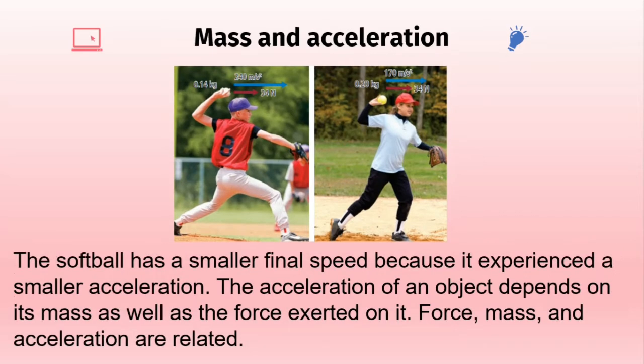So therefore, the softball has a smaller final speed because it experiences a smaller acceleration. The acceleration of an object depends on its mass as well as the force exerted on it. Force, mass, and acceleration are related.